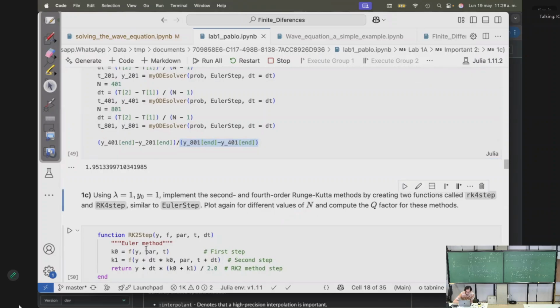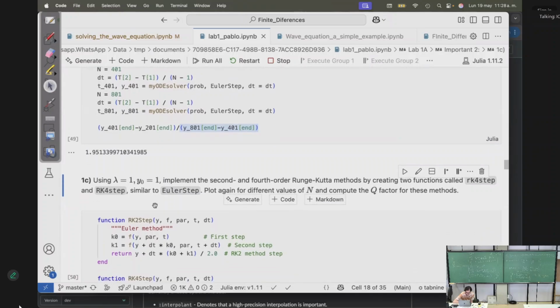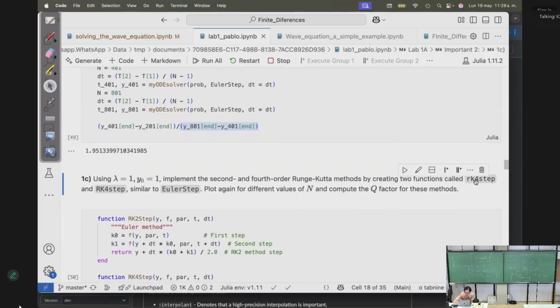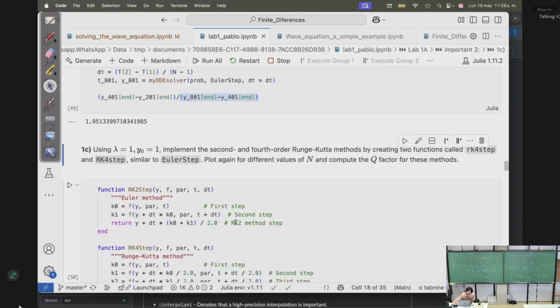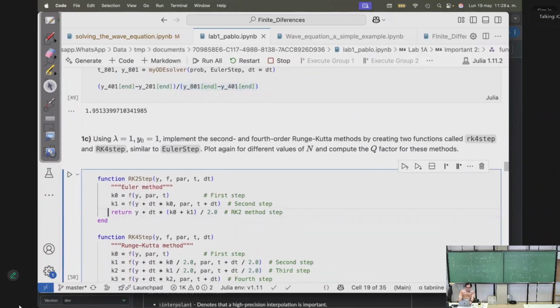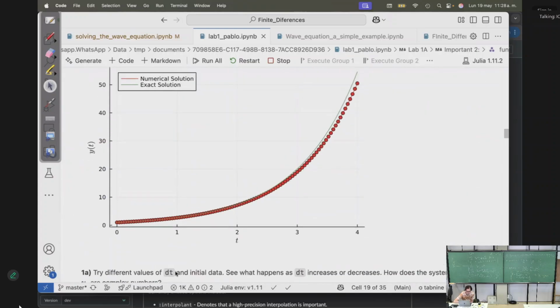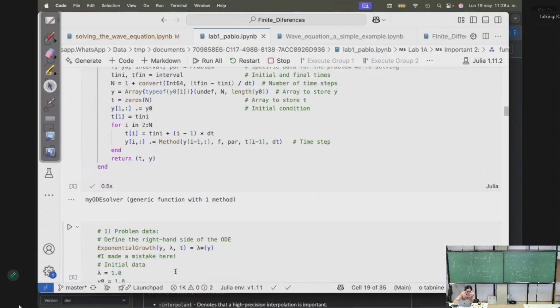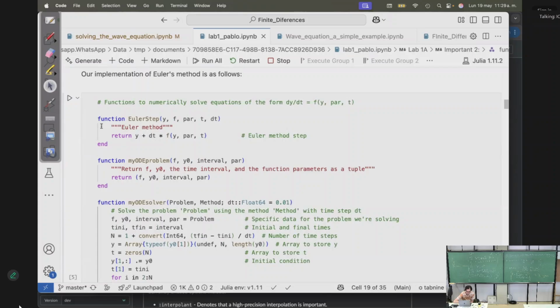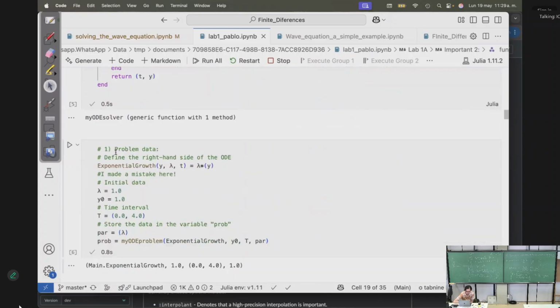And now in the following part, we want to implement a second and fourth order Runge-Kutta method and create them, right? So here it should be RK2, RK2. Okay, I have to update some things here. I see another mistake here. So here, what we are doing is creating these step functions. This is exactly the same as we had here with the Euler step, which gives 1 Euler step. We want to do something that gives 1 Runge-Kutta step, Runge-Kutta 2 step, or Runge-Kutta 4 step.